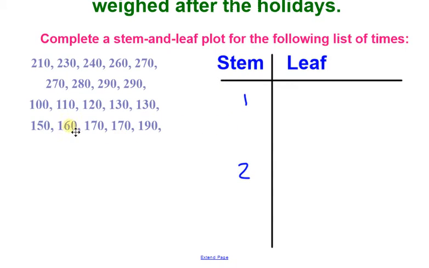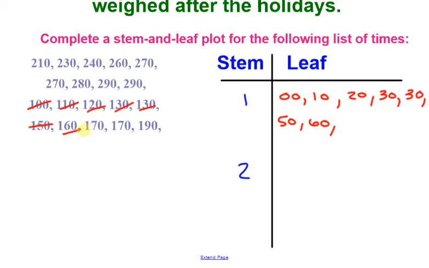All right, so I'm going to start with my 1 with my leaves. So I have 0, 0. I have 1, 0. I have 2, 0, 3, 0. And I have another 3, 0. I have 5, 0, 6, 0. Oops, I forgot my 5. I have 7, 0, 7, 0. And I have 9, 0.